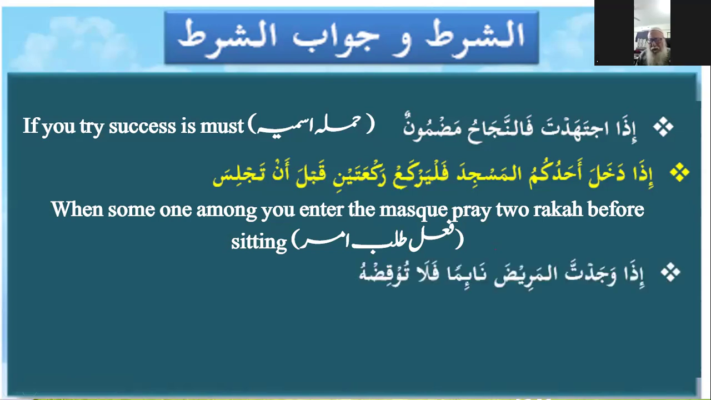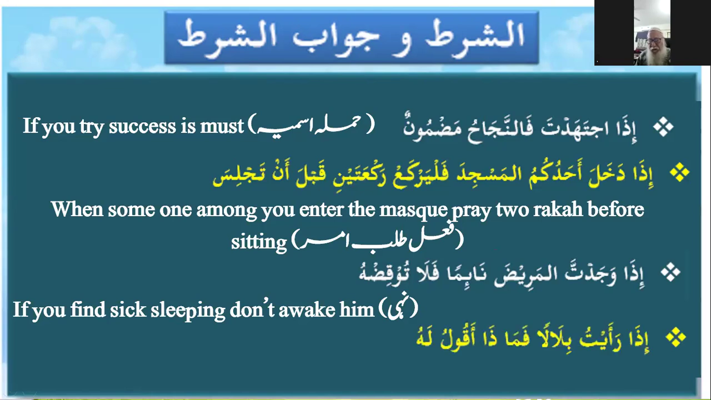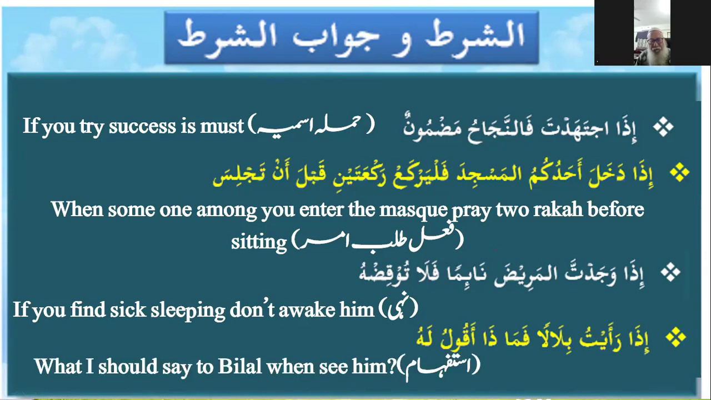Iza wajadta al-marida na'iman fala tu'dahu. Iza wajadta al-marid, when you find the patient na'iman, sleeping, la tu'qazhu, don't disturb him, don't awaken him. So it is la nahiya, so fa has come. If you find the sick person sleeping, don't awaken him. So it is nahiya, so fa is there. Iza ra'aytu bilalan famaza aqulu lahu, istifham. When I see Bilal, what should I say to him? So when there is a question, an amr, or a nahiya, that is called fi'l talab. These three conditions are called fi'l talab. Then fa comes in the jawab shart.